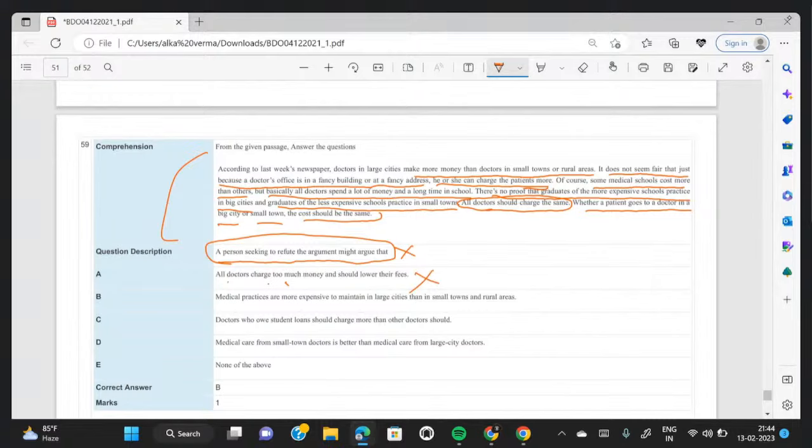Medical practices are more expensive to maintain in large cities than in small towns and rural areas. Yes, practically going to see. That is exactly what it wants to tell. Let us see. Doctors who owe student loans should charge more than other doctors should. There is nothing mentioned about student loans, and you should not go beyond what is mentioned. Medical care from small town doctors is better than medical care from large city doctors. It is not mentioned who is giving better facilities. So the only option left is B.